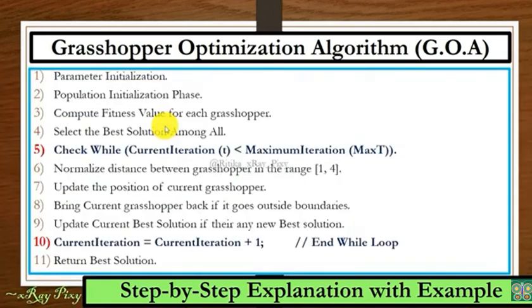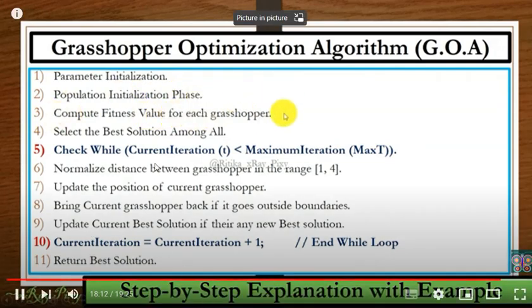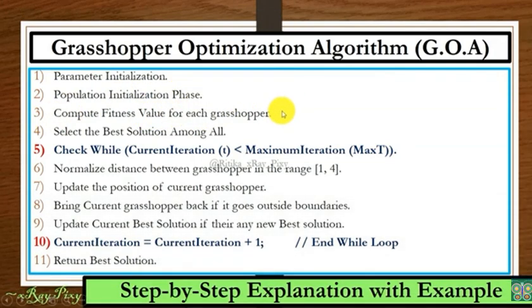So as you can see, that's all about this algorithm. First we will initialize all the important parameters. After that we will initialize the population randomly, then compute the fitness value for each grasshopper in the current population, and select the best among all. Then check this condition, whether the current iteration is less than or greater than the maximum number of iterations or not. If this condition is true, then move to the next step, else return the best solution that you computed here.